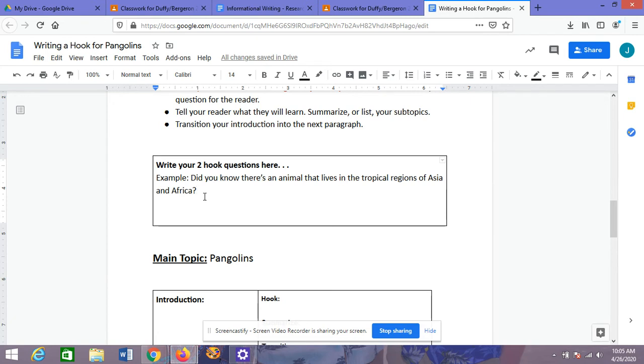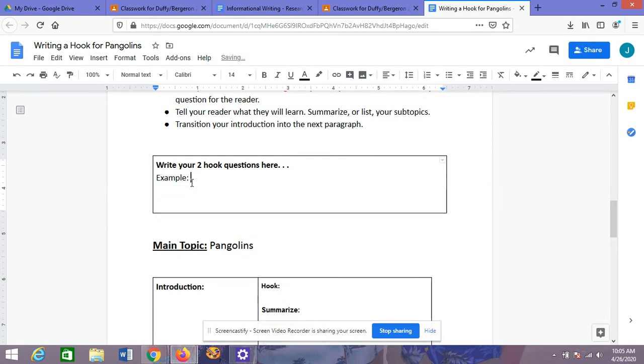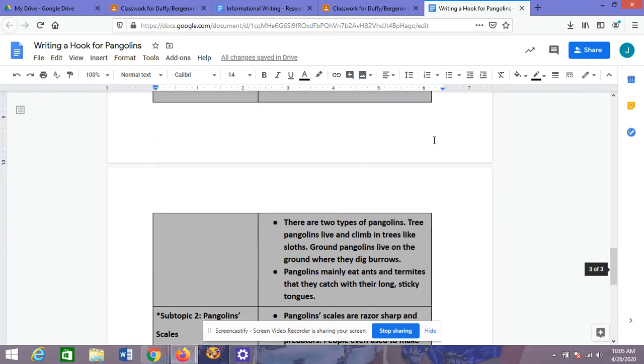But let's look at this closer. Did you know there's an animal that lives in the tropical regions of Asia and Africa? Well, that's a very broad question because lots of animals live in the tropical regions of Asia and Africa. Those are basically rainforests. Tons of animals live in the rainforest. So I don't think that's the best one. It's not as strong as it could be. And there's way more interesting things about the pangolin to write about.